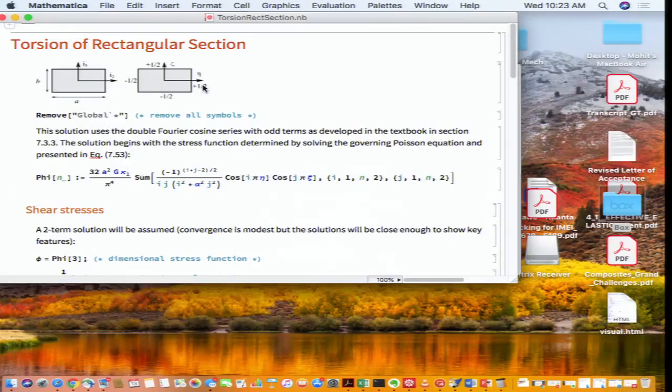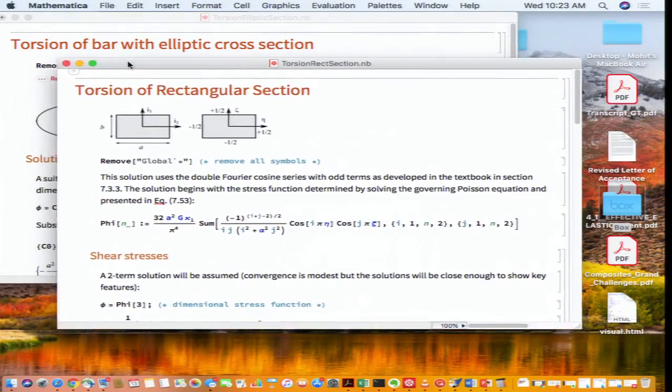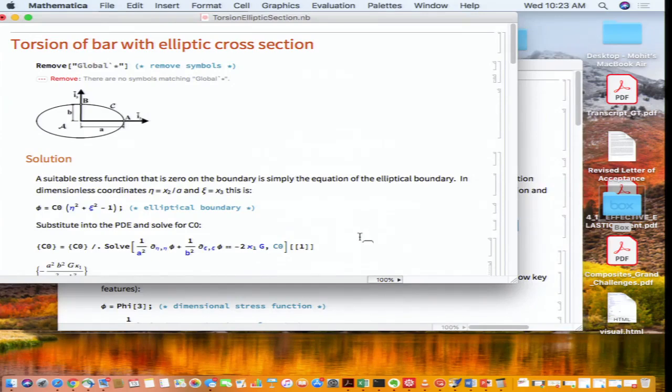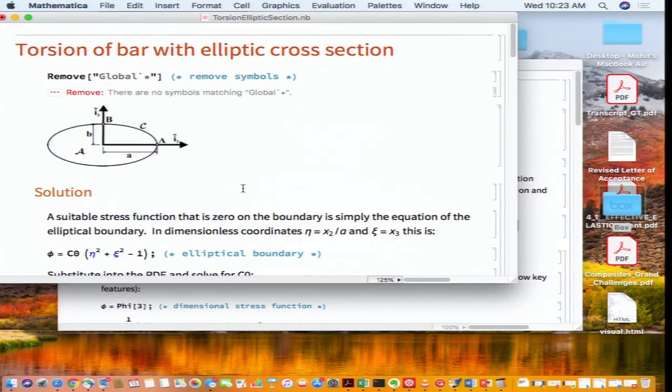Okay, so now let's move on to the elliptical cross section which was discussed. Again, a short, quick exercise.